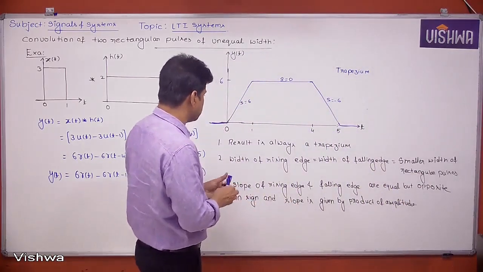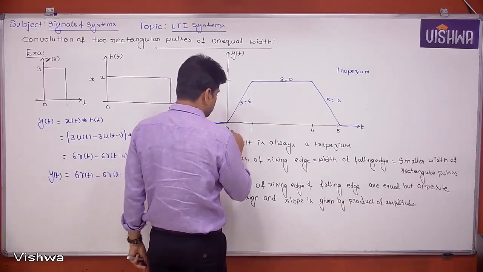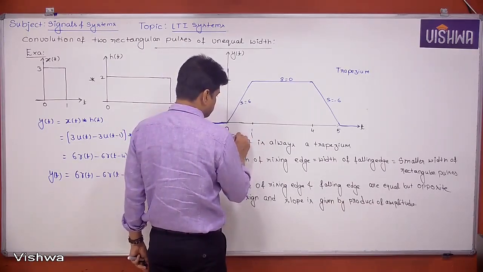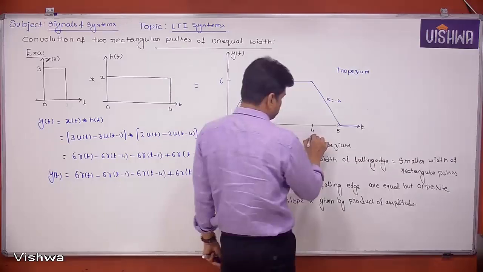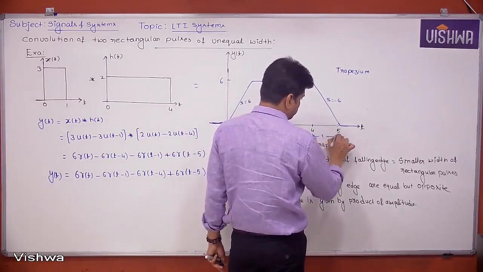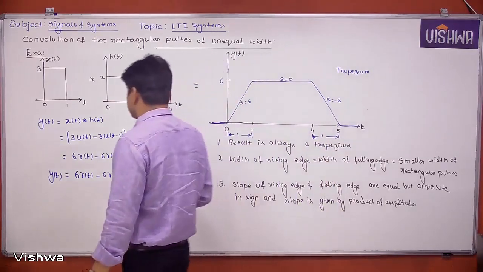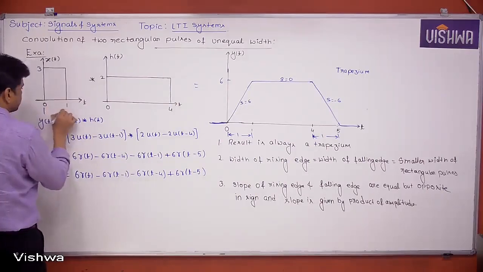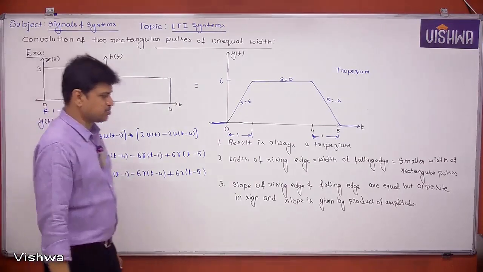So remember, this width is equal to 1 unit. Here also the width is 1 unit, and this width is equal to the smaller width of the rectangular pulses, 1 unit. Okay, take it.